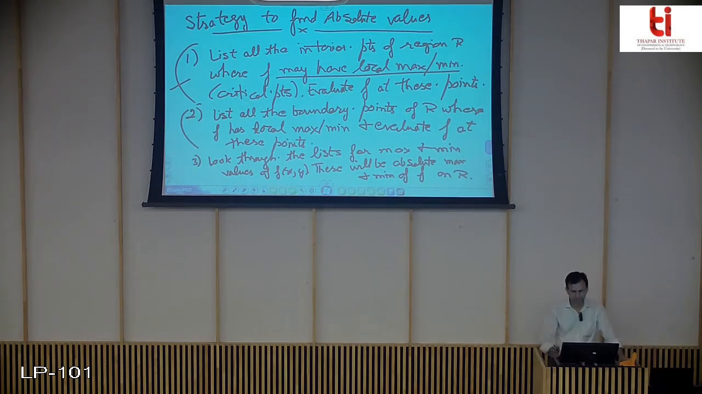For example, the closed and bounded region we are talking about will be in the xy plane, while the surface f(x,y) is in 3D. So the region we are talking about here is in the xy plane. Secondly, we list all the boundary points of that region and see where the function f(x,y) can have maxima or minima on any of those boundary points.